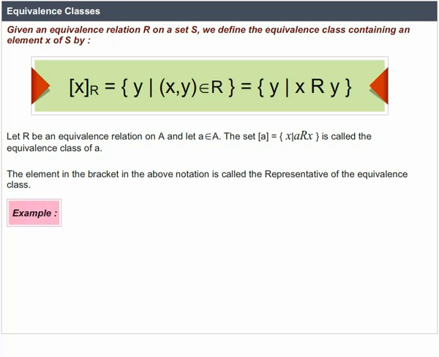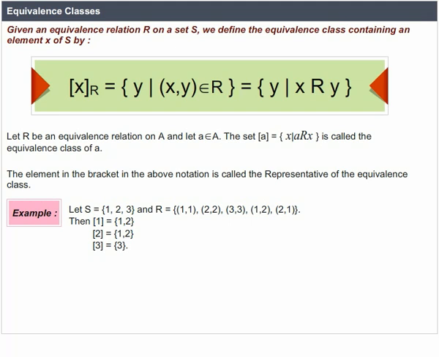Example: let S equal {1, 2, 3} and R equal {(1, 1), (2, 2), (3, 3), (1, 2), (2, 1)}. Then [1] equal {1, 2}, [2] equal {1, 2}, [3] equal {3}. Let S equal the real numbers and R equal {(x, y) such that x squared equals y squared}. Then [0] equal {0}, [1] equal {1, minus 1}, [1/4] equal {1/4, minus 1/4}, [x] equal {x, minus x}.